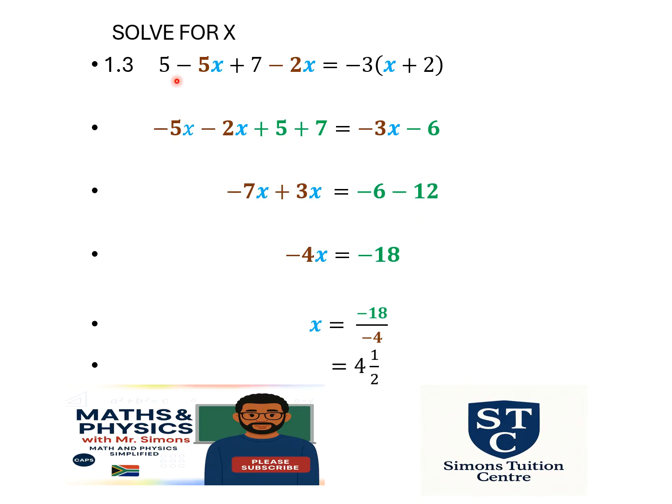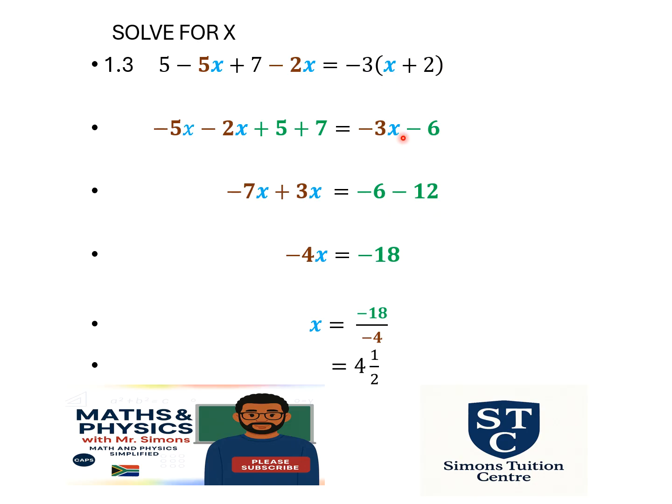Let's look at the third problem. There they gave us 5 minus 5x plus 7 minus 2x equals minus 3(x plus 2). And you see between the 3 and the bracket, no plus or minus sign. So multiplication still. Right, so there minus 5x minus 2x, group them together, 5 plus 7. Negative 3, so negative times positive, negative 3 times x becomes 3x. Negative times positive becomes negative. 3 times 2 gives me 6.